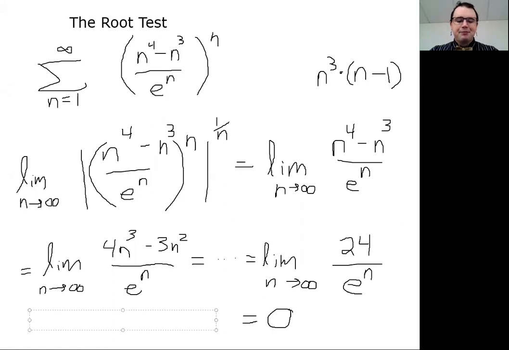What this tells me is that the series I'm looking at is convergent. I calculated the limit of the nth root of the nth summand in absolute values. As n goes to infinity, I got a number less than 1. So the root test tells me this series converges.